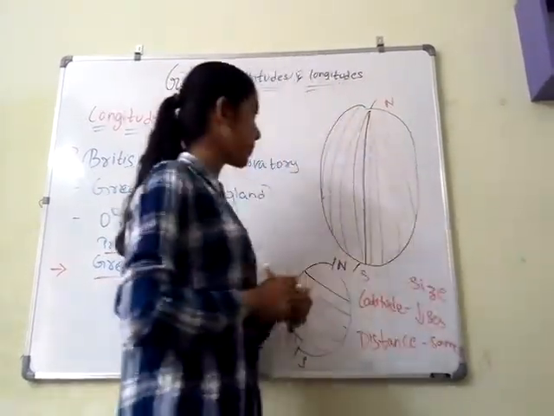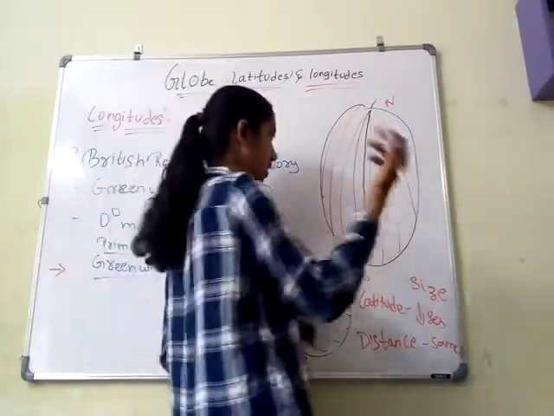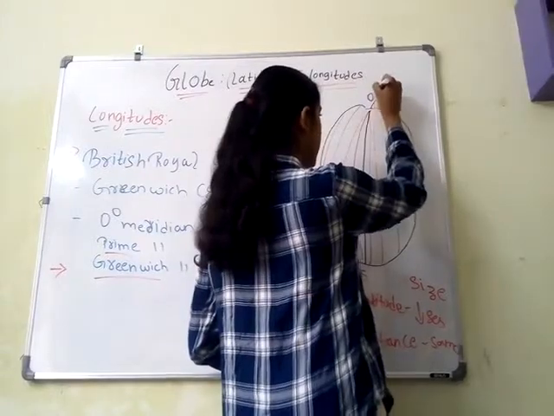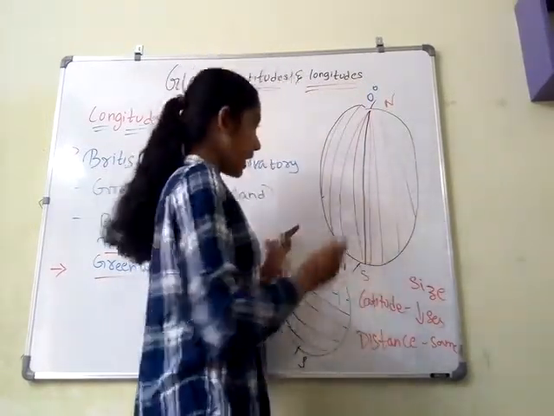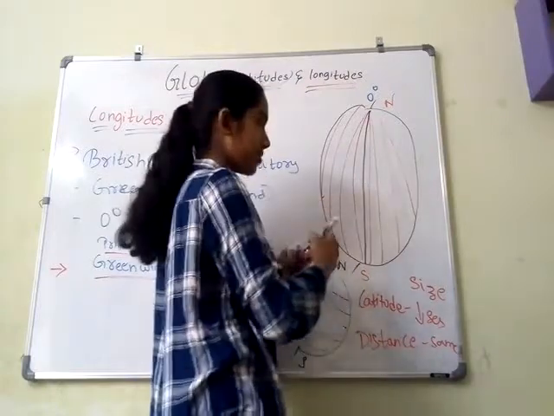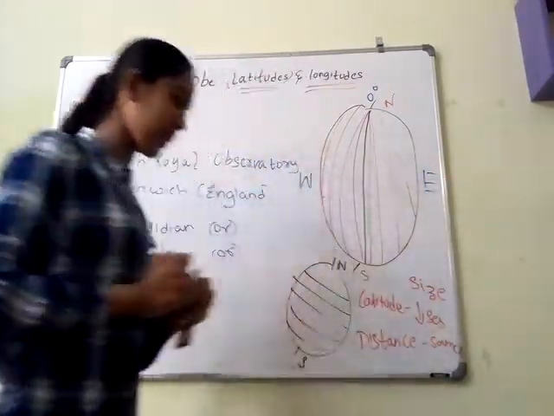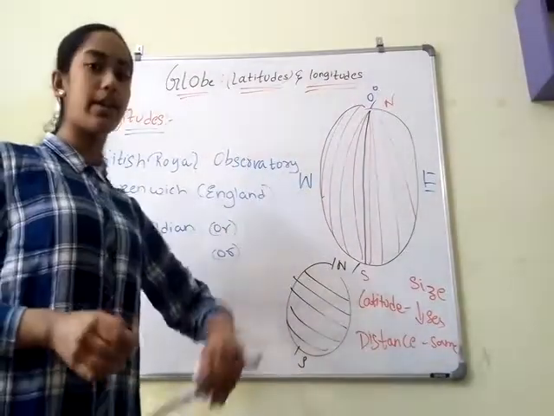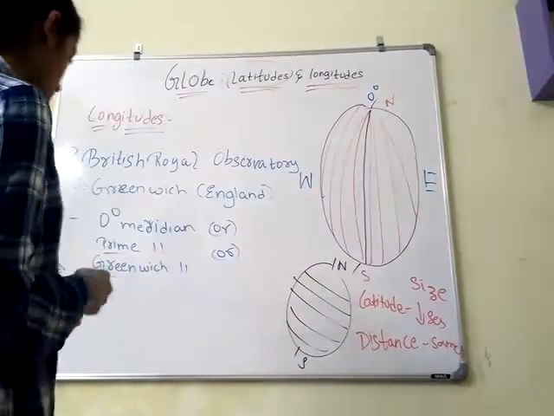Okay, see, this is the 0 degree meridian or prime meridian. Let's take it as the 0 degree meridian, the prime meridian, or the Greenwich meridian. It divides the earth into two equal halves, that is, towards the east and then towards the west.